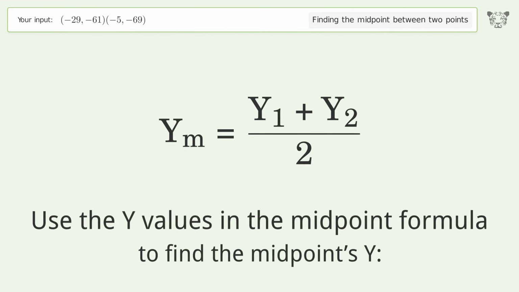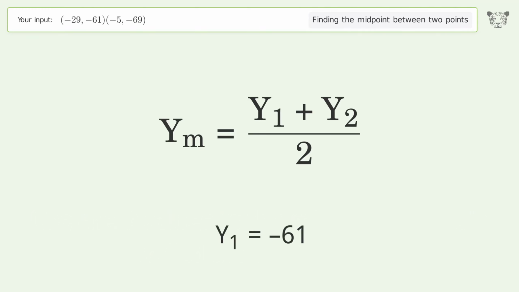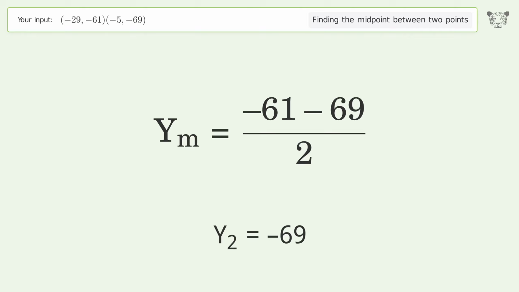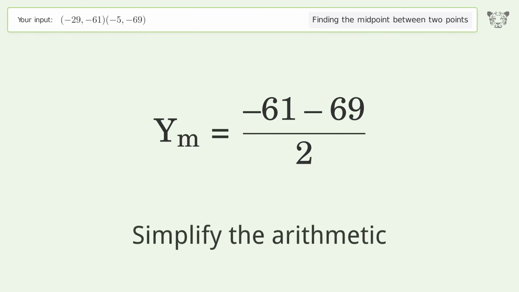Use the y values in the midpoint formula to find the midpoint's y. y1 equals -61. y2 equals -69. Simplify the arithmetic.